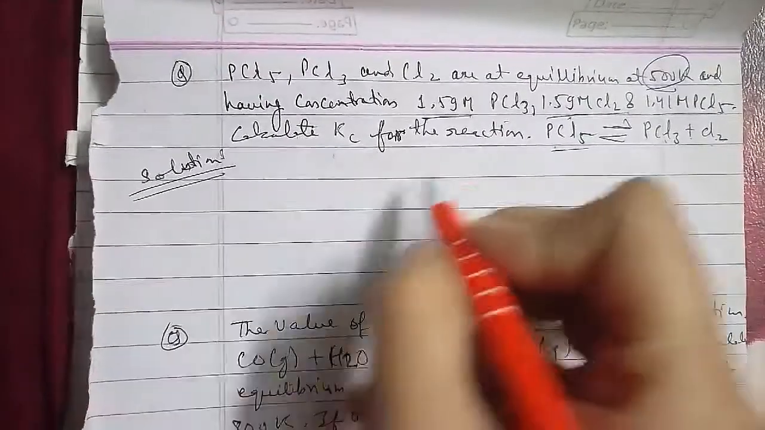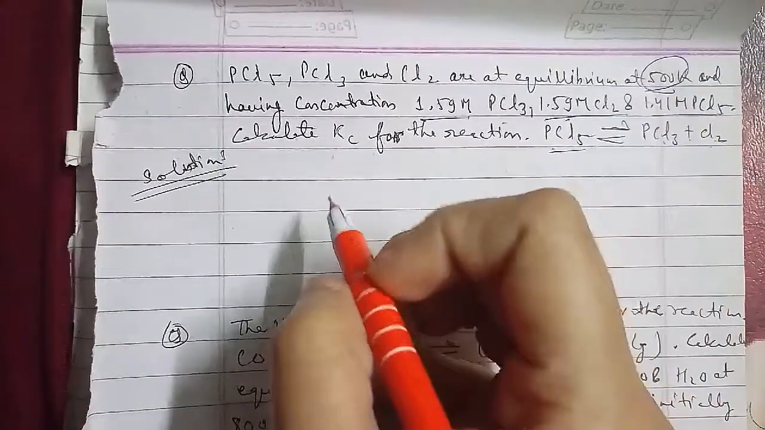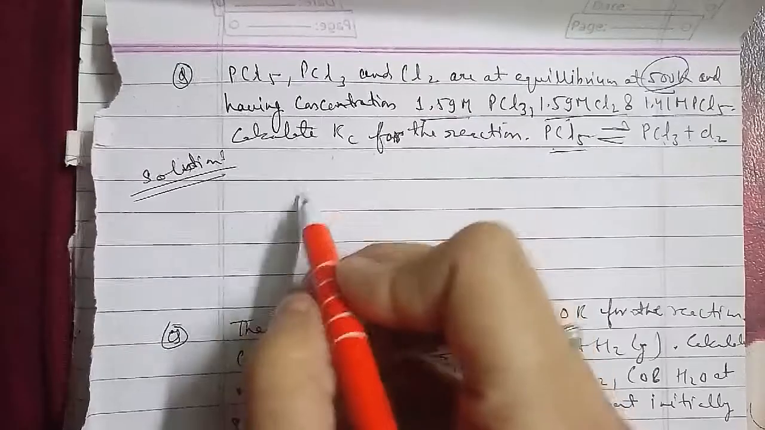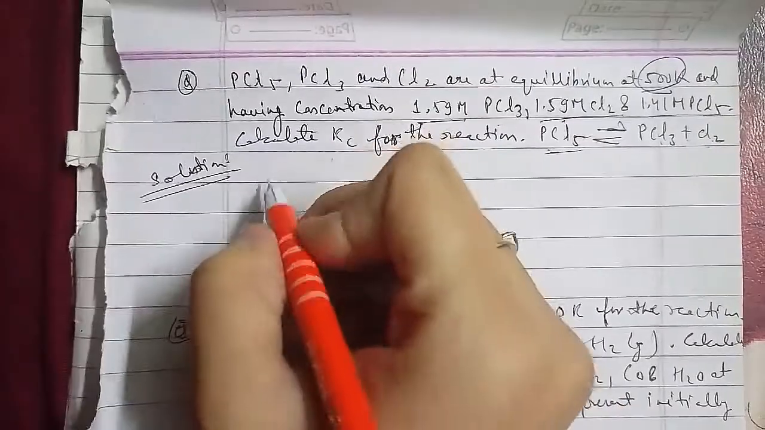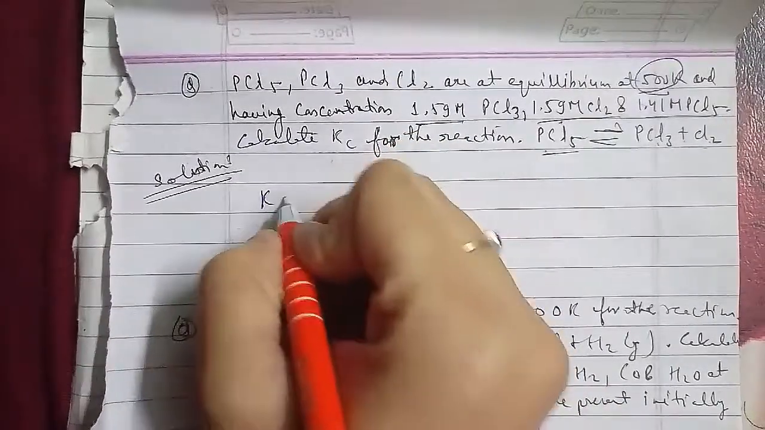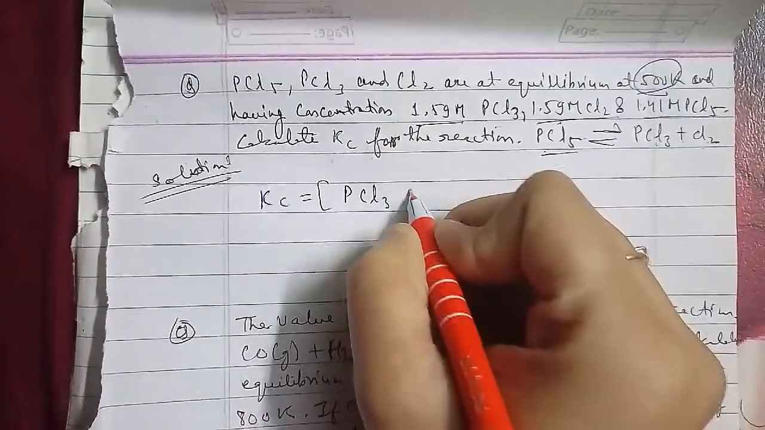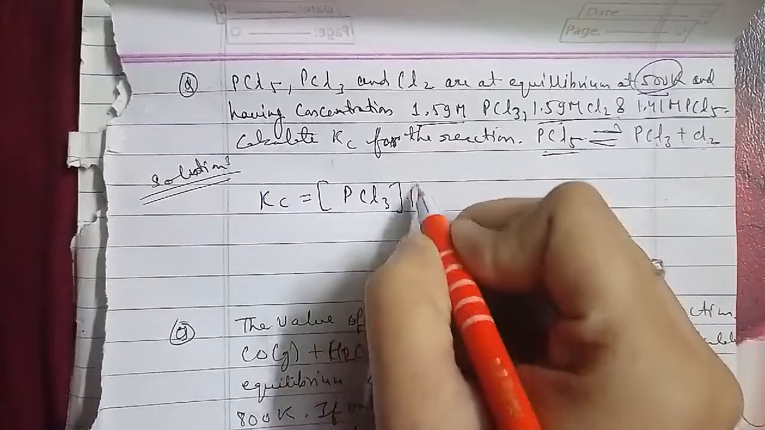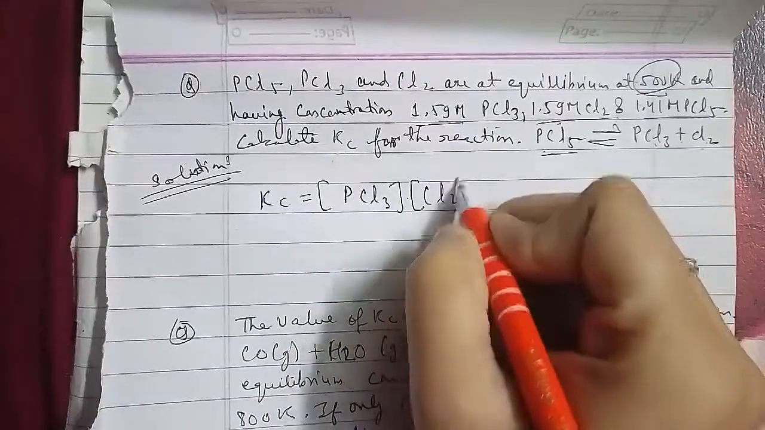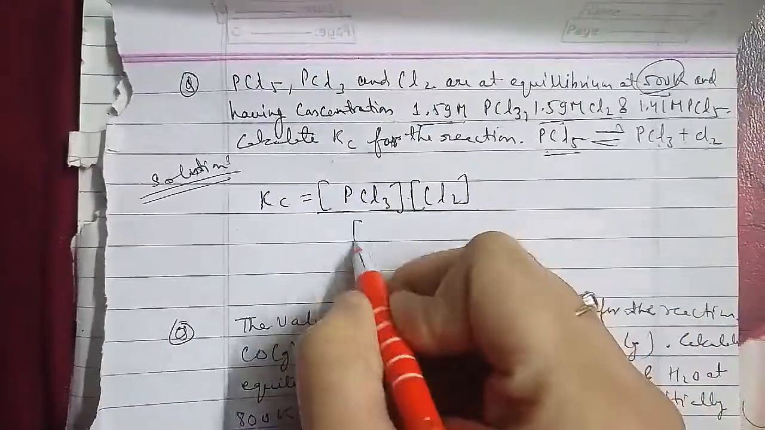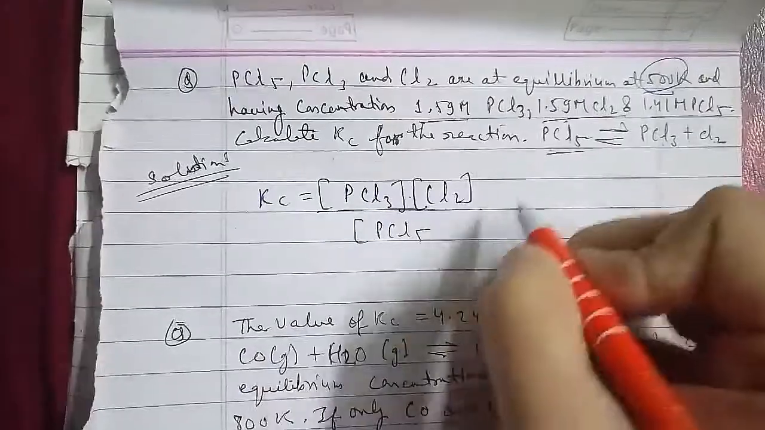With regard to that, the values of PCl3 and PCl2 that they had given you, 1.59, the square of it, because this is also 1.59 and this is also 1.59, and then upon that is 1.41, what they had given you here. After solving we will get 1.79. This will be the answer for this question here.